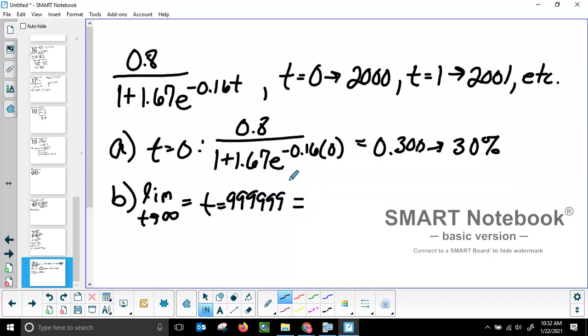Of course, you can just plug it into your calculator, but what's going to happen here is this number times a super huge number is going to be a really big negative number. Well, e to a really big negative number is going to be 1 over e to a really big number, which is essentially 0. So 1.67 times 0 is 0. 1 plus 0 is 1. 0.8 divided by 1 is 0.8, which is 80%. Like I said, you could just plug this into your calculator and call it a day.